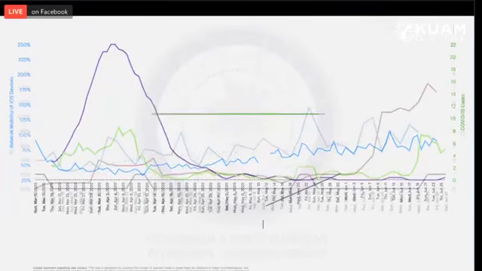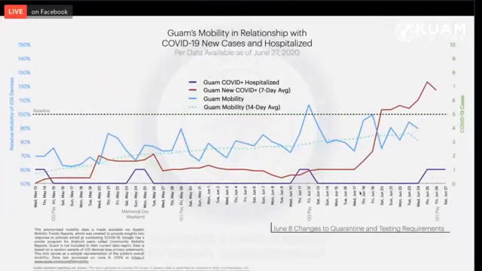If we were to zoom in a little bit closer into the days here, I'm just pointing out that June 8 was the day that we set in new quarantine and testing requirements with definition of hotspot areas. But since then, you can see our mobility continues to go up. The number of new cases did go up almost a couple of weeks after the quarantine changes were made. But again, hospitalization stays low.